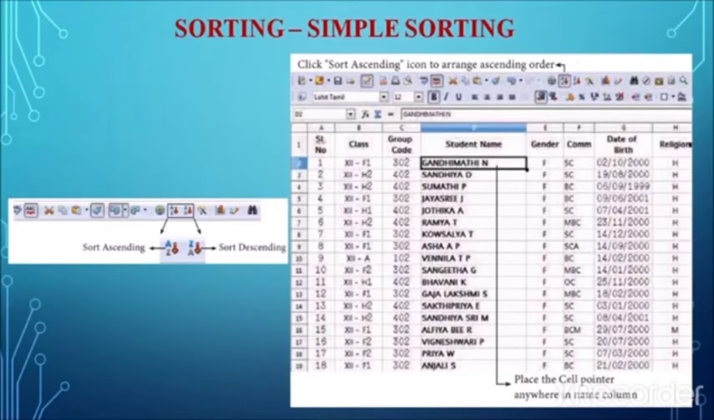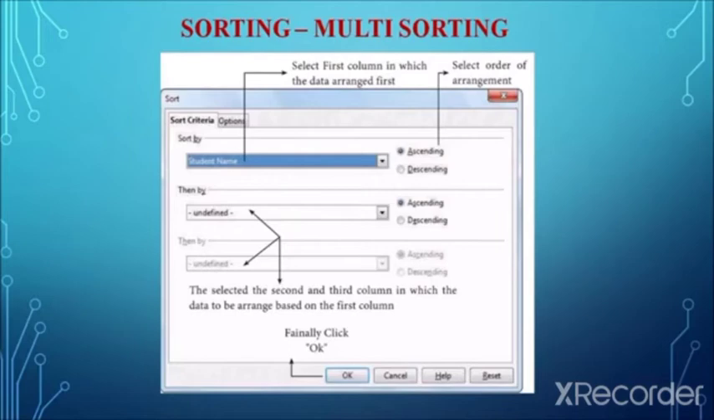That is A to Z is sort ascending, Z to A is sort descending. So these are the two buttons that can be used for simple sorting, that is sort ascending and sort descending. The next common type of sorting we are going to see is multi-sorting.